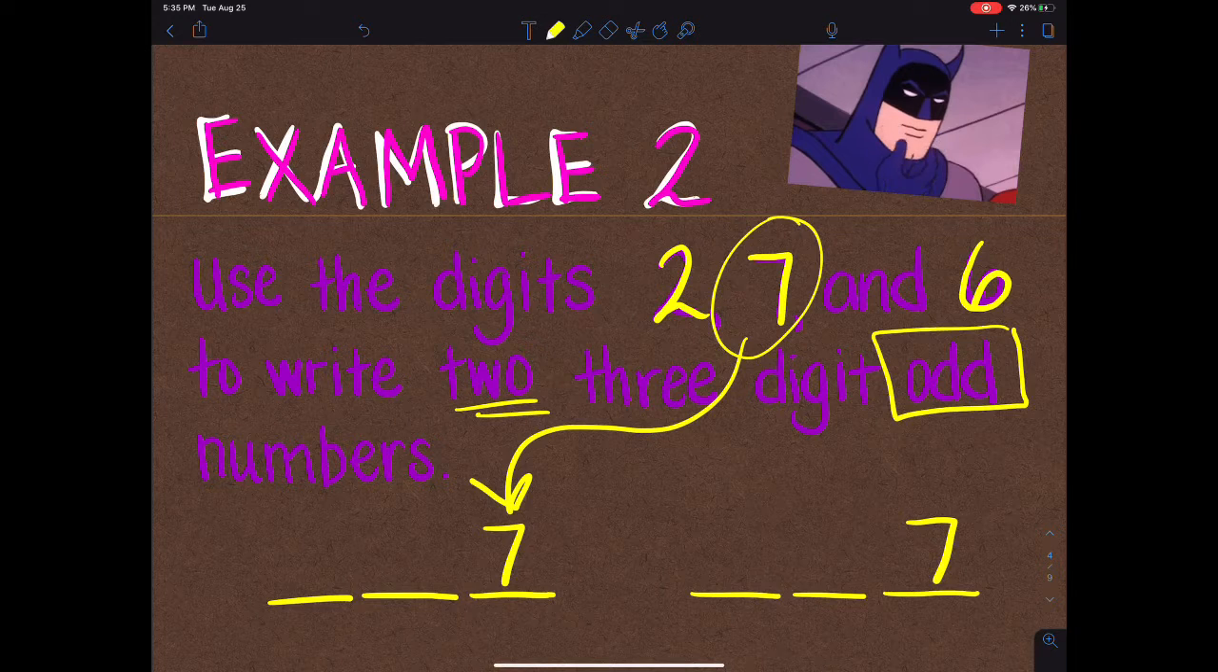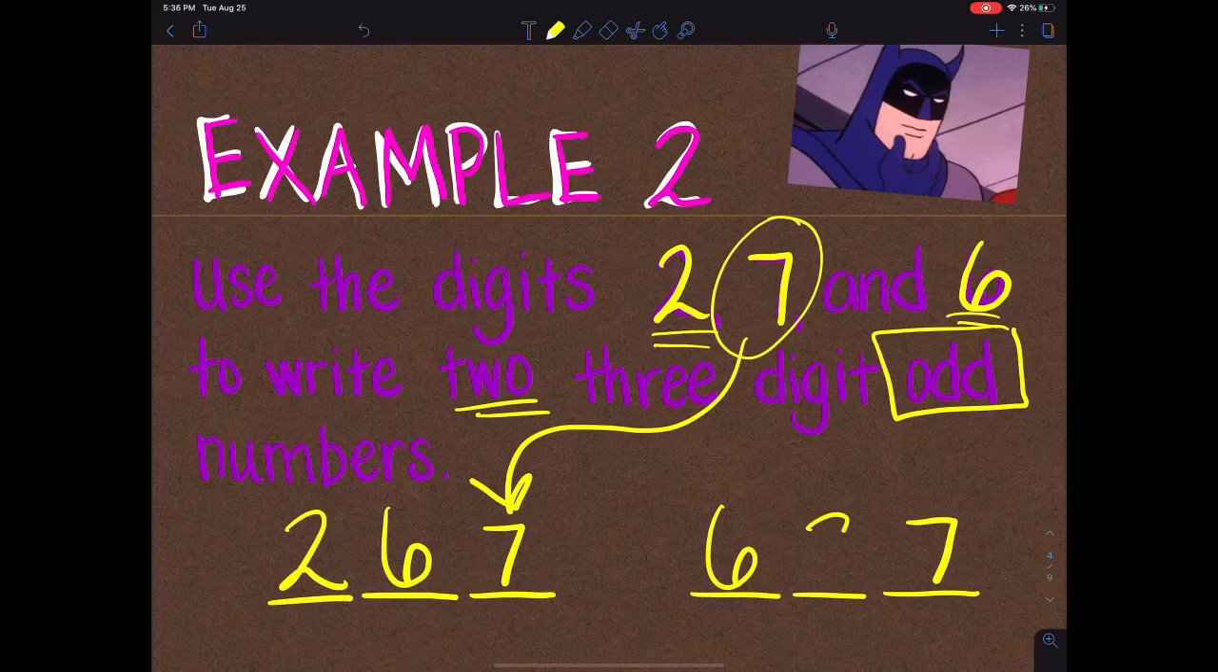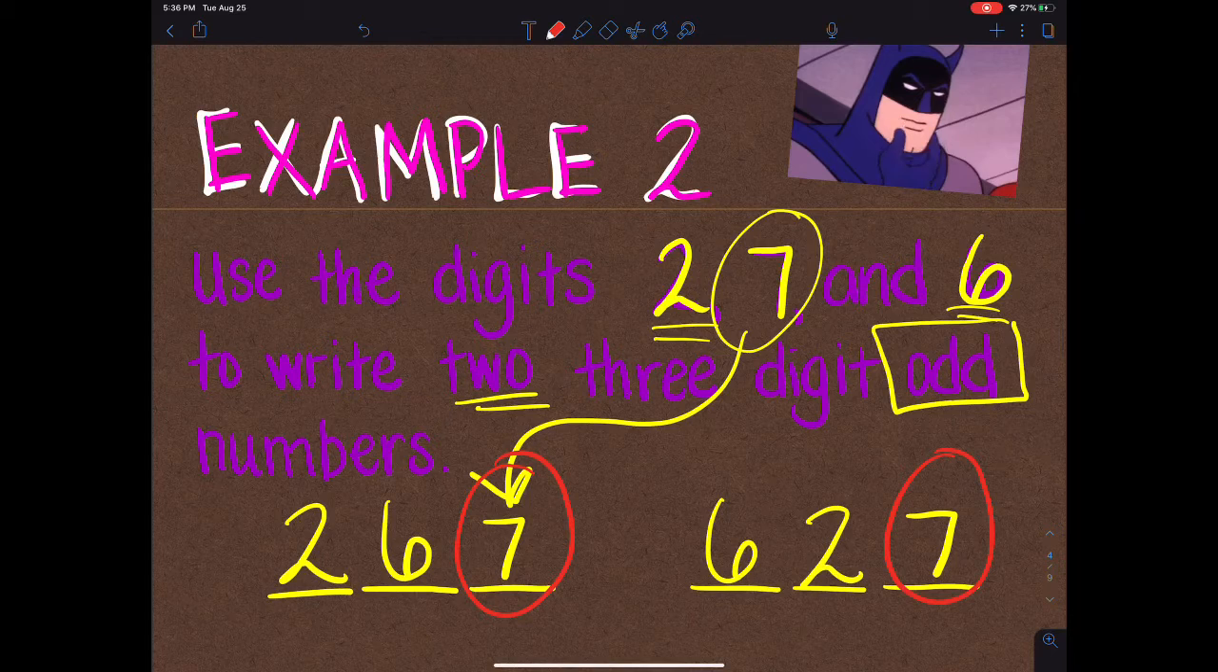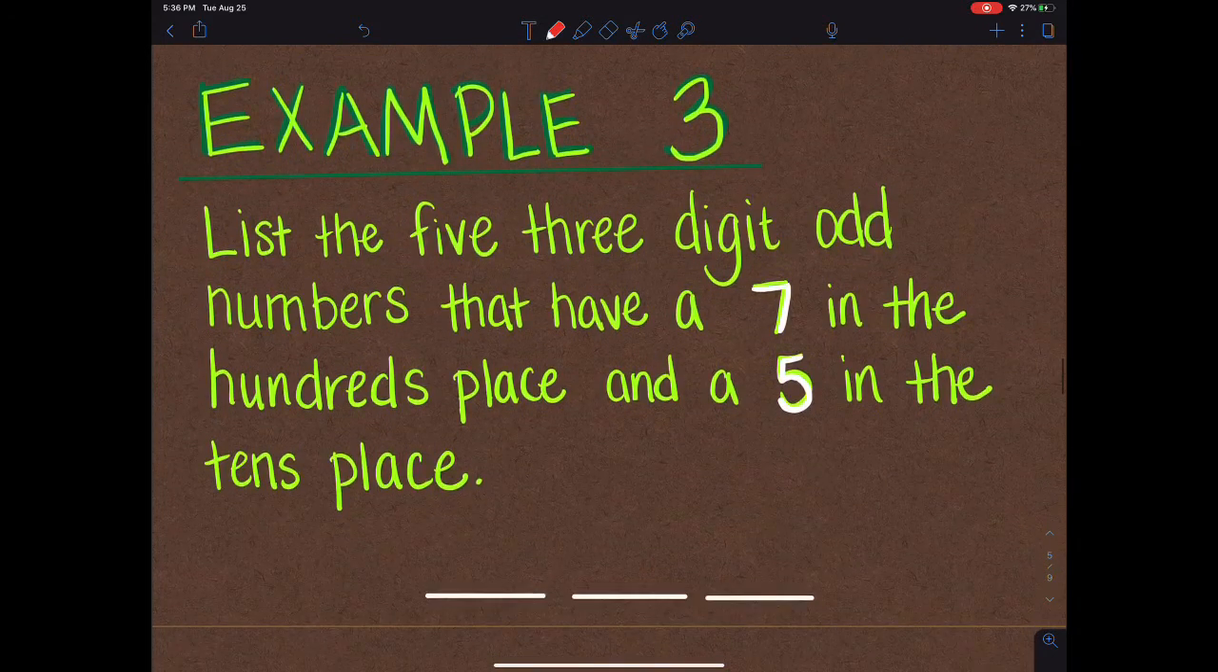And then you can figure out that the 2 numbers that it wants you to get have to be 267, because that's using these other 2 numbers, or it's going to be 627. Because when it told you that it wanted an odd number, then that means this is the only number that can be at the end. Hopefully that makes sense, okay? If it doesn't make sense, rewind it and try and listen to it again, and sometimes it'll sink in a different way. Let's do example 3.